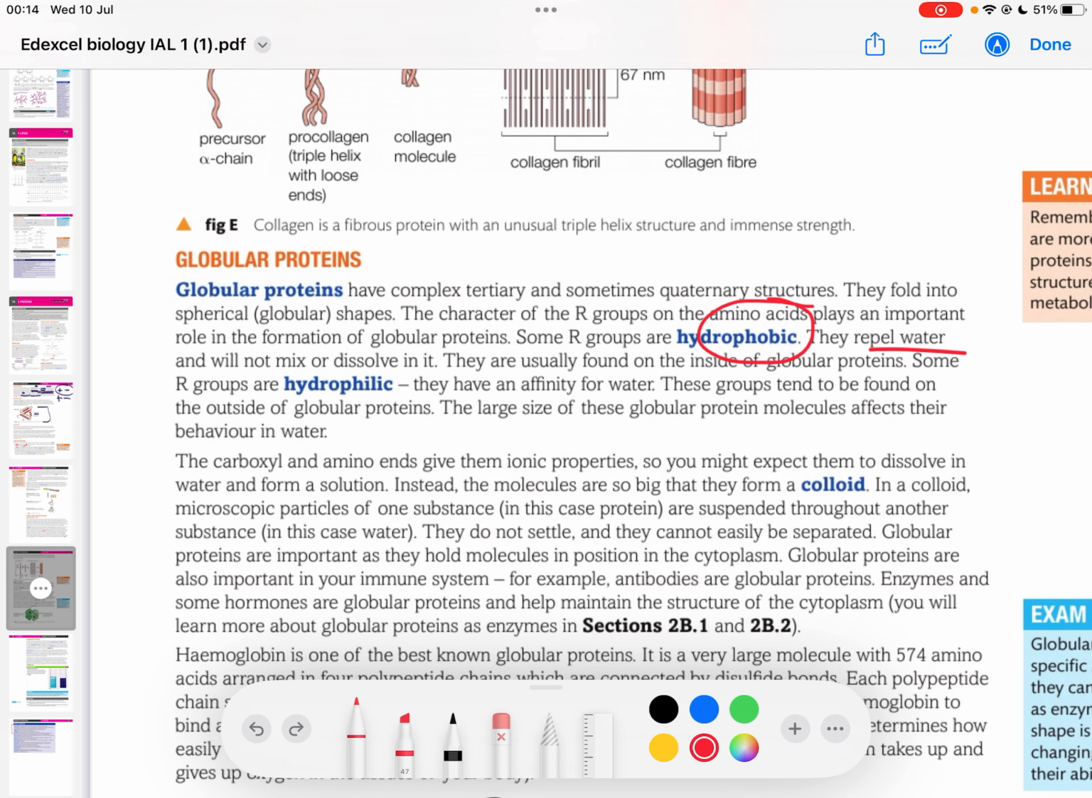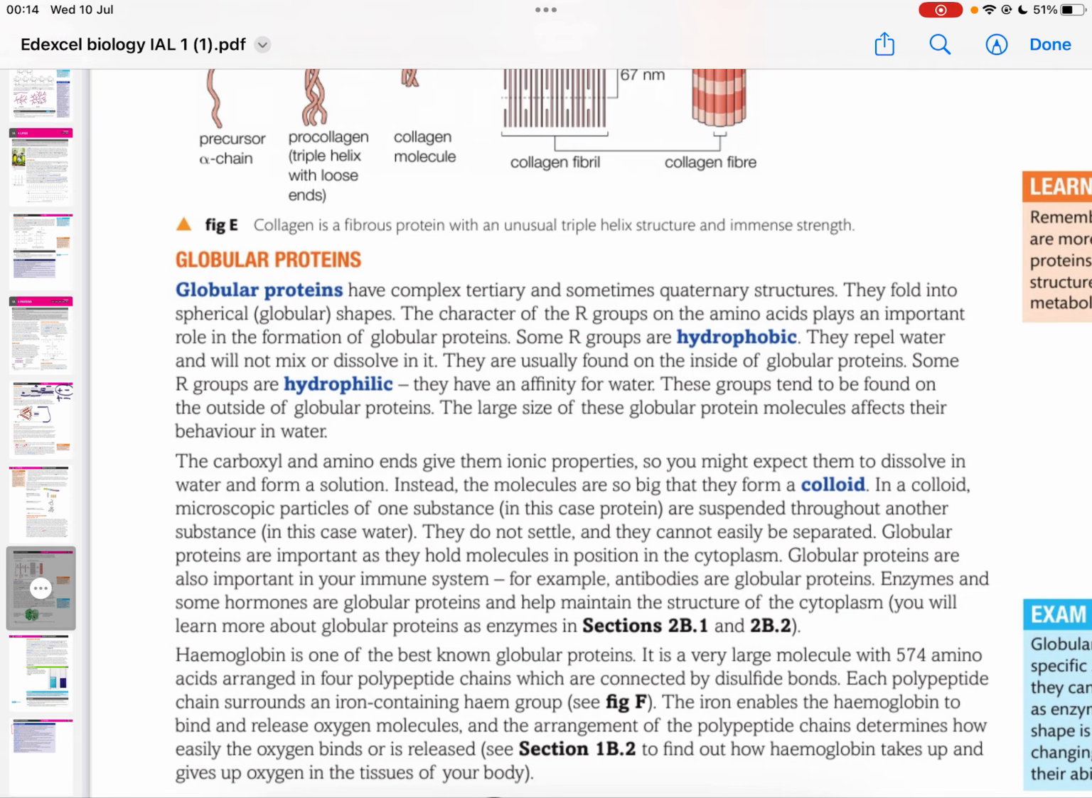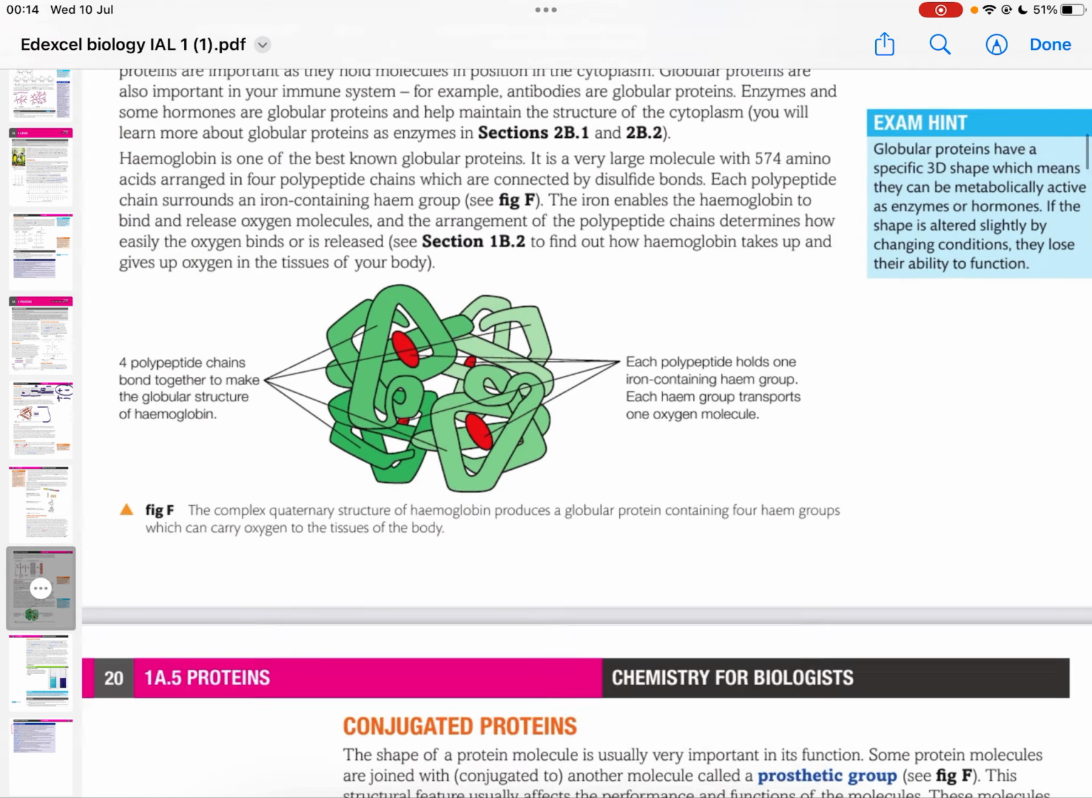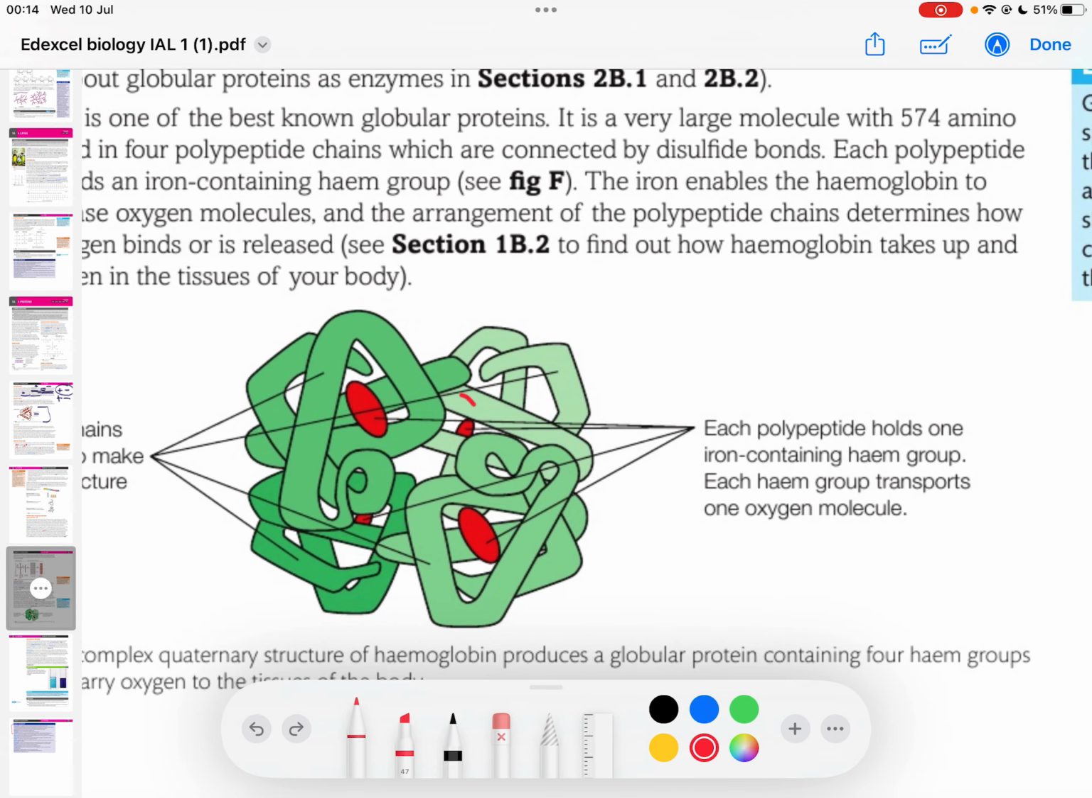They're usually found on the inside of the globular protein. And some R groups are hydrophilic. Hydro is water, philic is affinity. They have affinity for water. They love it. These groups tend to be found on the outside of the globular protein. The large size of these globular protein molecules affects their behavior in water. So basically over here, on the inside, it's hydrophobic, and on the outside, it's hydrophilic. Hydrophobic, hydrophilic.